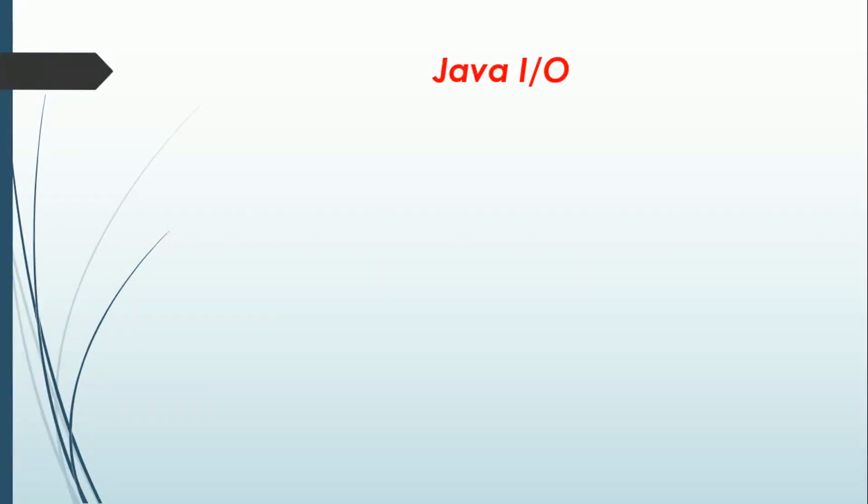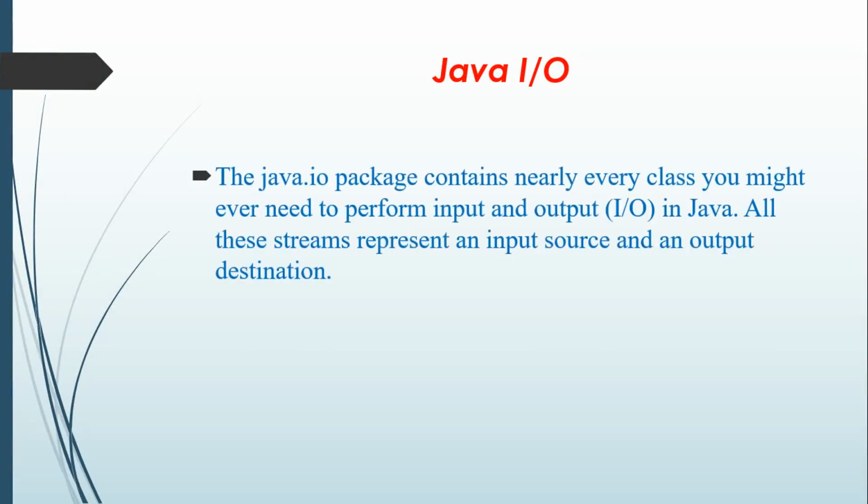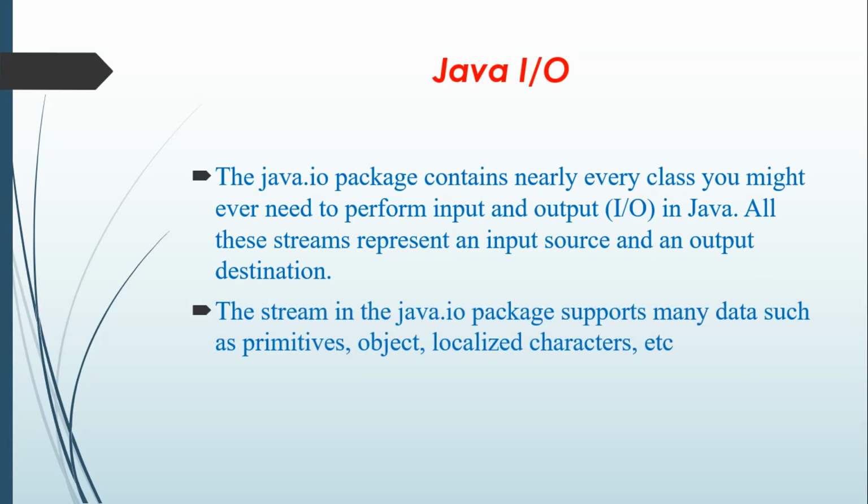Let's discuss Java input output. The Java I/O package is responsible for all the Java input-output functions. This package contains nearly every class you might ever need to perform input and output in Java. All these streams represent an input source and an output destination. The streams in the Java I/O package support many kinds of data such as primitives, objects, localized characters, etc.